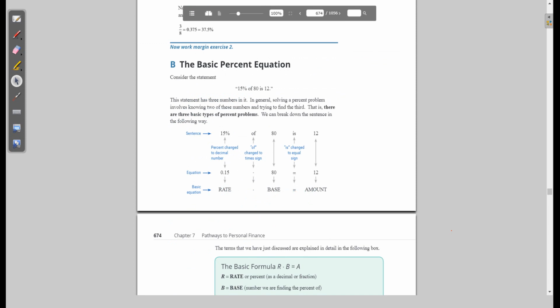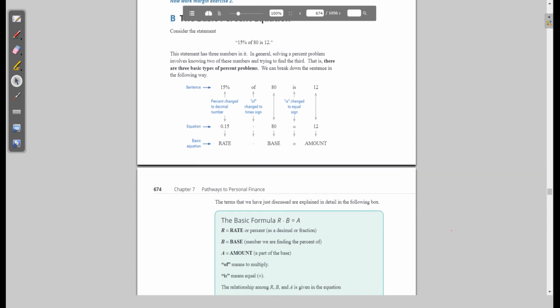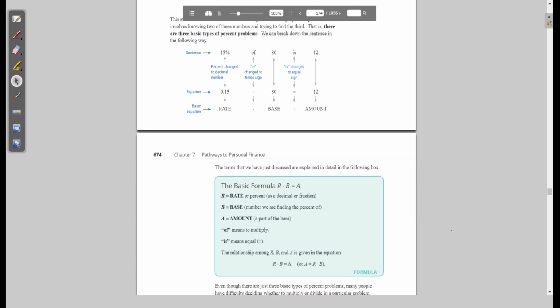So consider the statement, 15% of 80 is 12. This statement has three numbers in it. In general, solving a percent problem involves knowing 2 of these numbers and trying to find the third. That is, there are 3 basic types of percent problems. We can break down the sentence in the following way. So the sentence is 15% of 80 is 12.